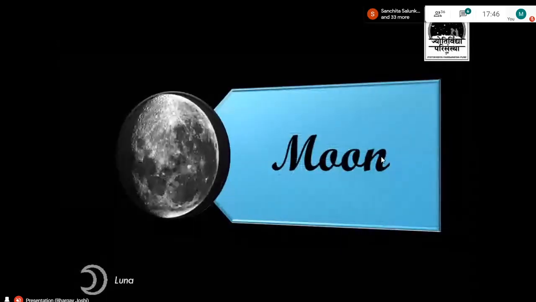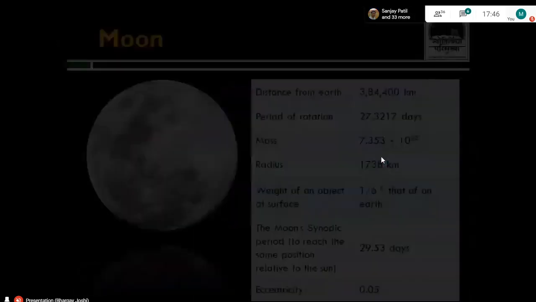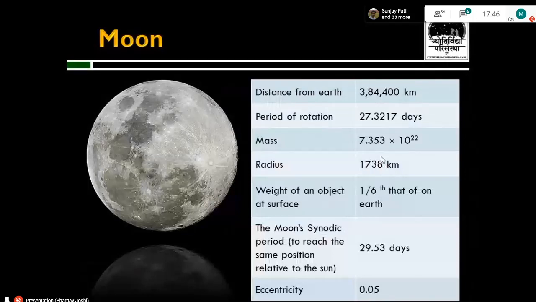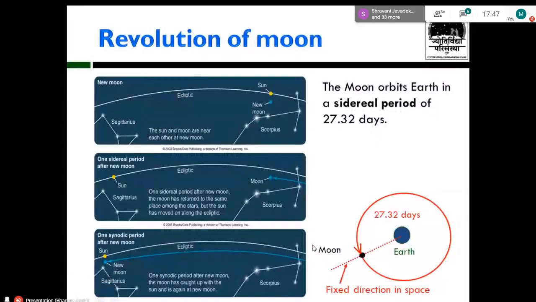So yeah, the next parameters are the moon, a natural satellite. Now again, these are some of the parameters that you can find anywhere on the internet. Just make a note that the weight of an object on the surface of the moon is 1/6 that of the Earth, because the gravity on the moon is 1/6 the gravity of the Earth. Yeah, so this is one of the most important things to understand.